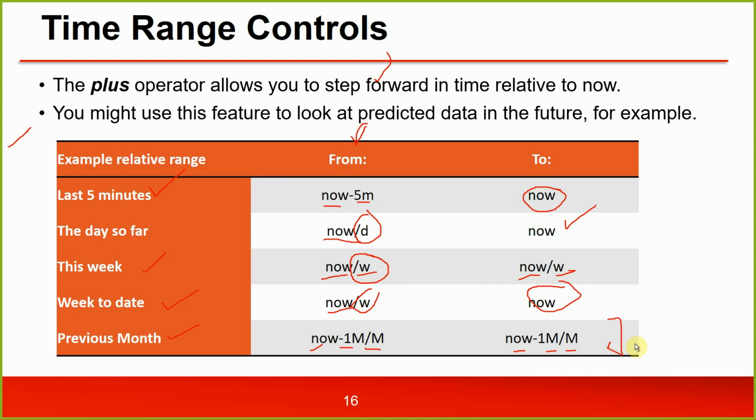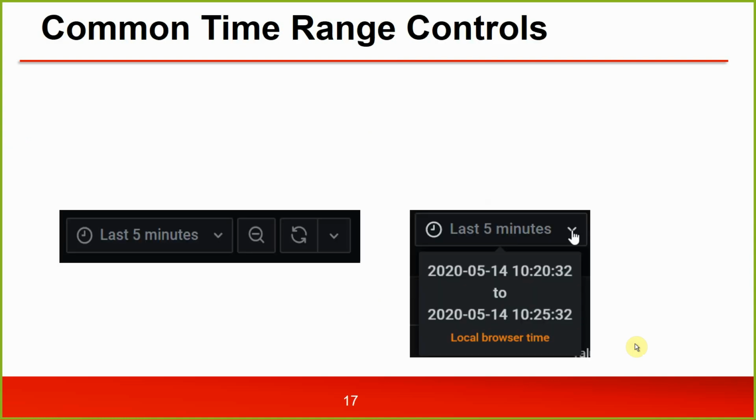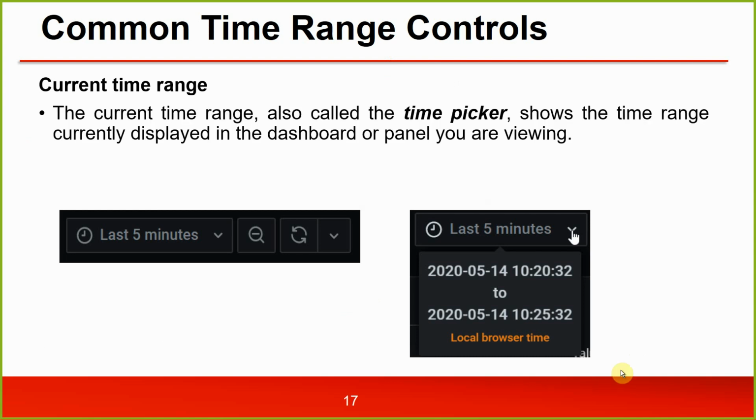So this is how you select the time range control, which is on the top right side area where you select the time range for which you want to display your visualizations. Common time range controls are available in this period itself. Again, I'm referring to the upper right corner, last 5 minutes. You click on this drop down and you'll see the different time ranges, and you can use local browser and custom options are also displayed.